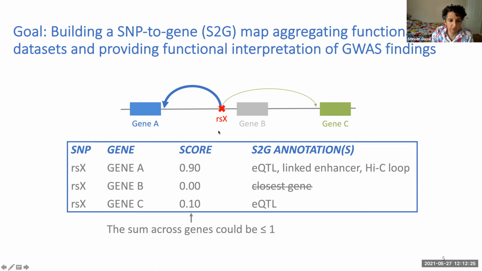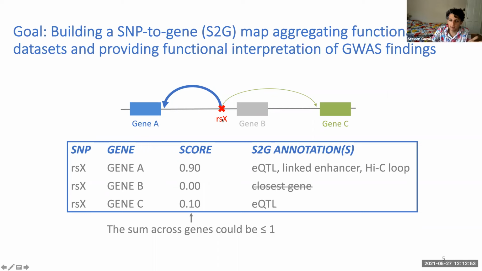So for example, in this case, we can say that gene A is the more likely target gene, because we found that RSX is an eQTL impacting expression of gene A, RSX is an enhancer that is linked to gene A, and RSX is in a Hi-C loop, which means that it interacts physically with the promoter of gene A. What we don't want to have as information is closest gene, because it doesn't bring any interpretation.